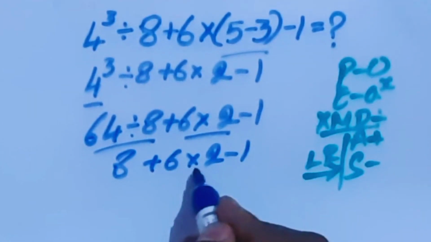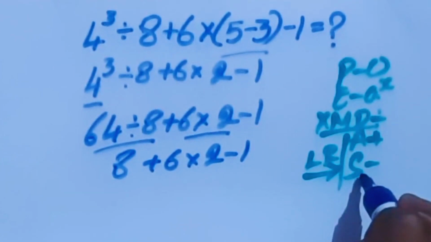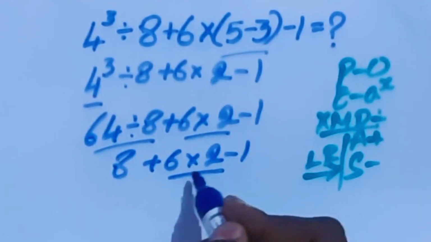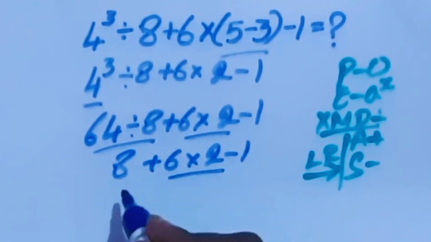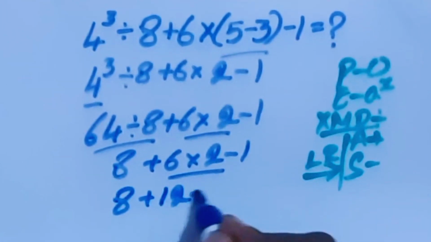Here we have addition, multiplication and subtraction. Multiplication is higher priority than addition and subtraction. So we have to do this multiplication before the addition and subtraction. So 8 plus 6 times 2 is 12 minus 1.